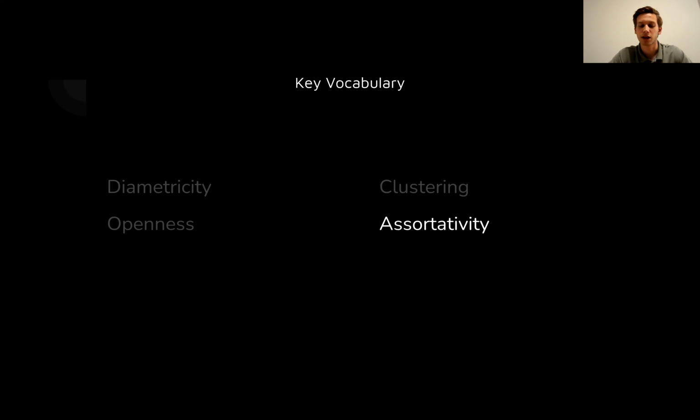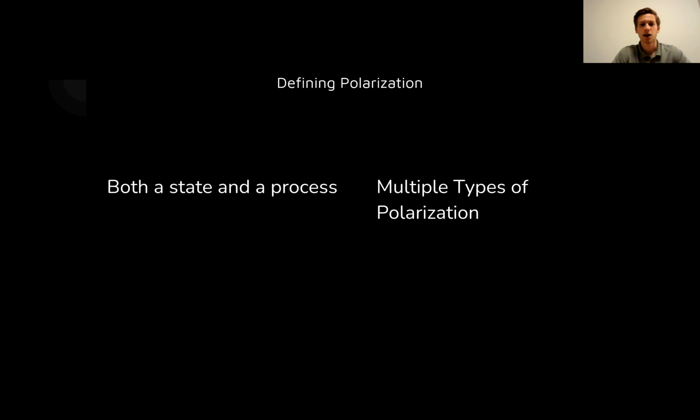And then lastly, we're going to get into assortativity. This is something that was very important for us this semester because it's ultimately how we measured polarization in a society. I'll get into that more in just a second. But let's go into defining polarization.